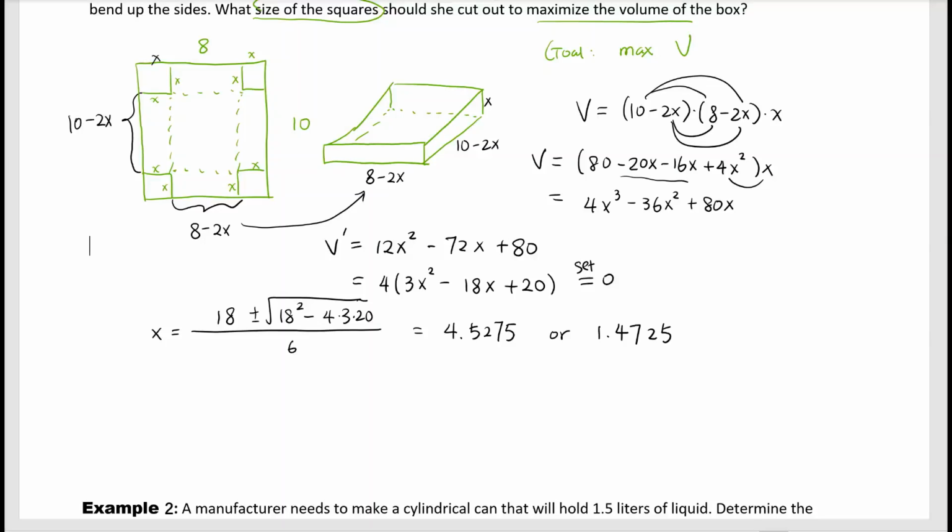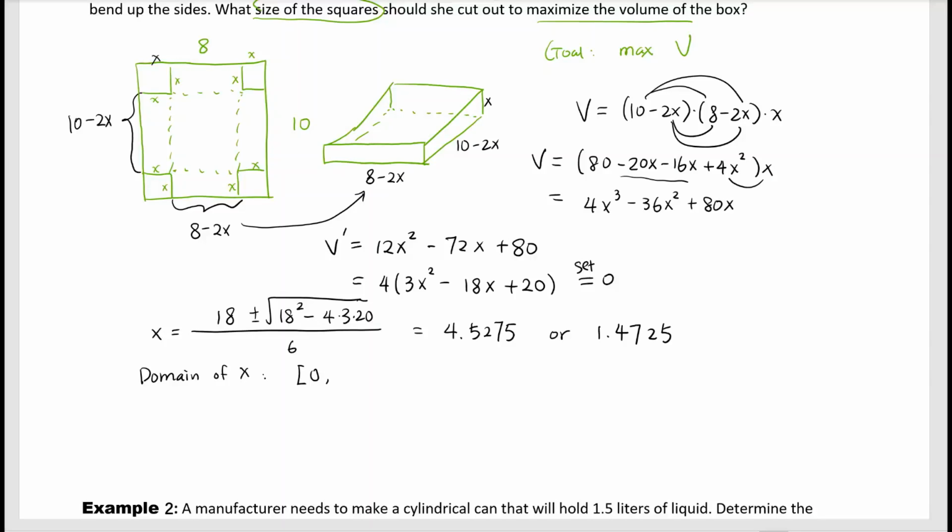So we have two answers. Which one shall we take? Okay, let's figure out the domain. So what is the domain of x? Think about what's the smallest x can be. Well, it can be 0, right? 0 means you cut nothing. You didn't cut anything, right?